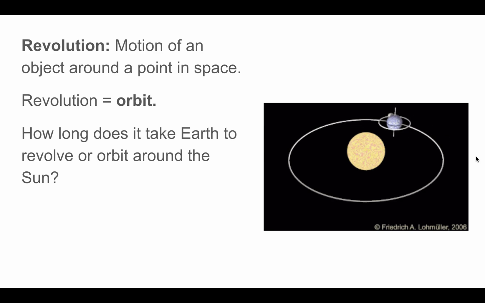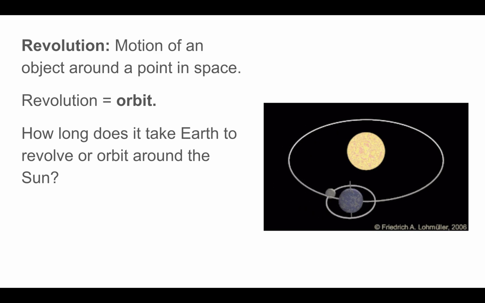The other motion that we're going to be talking about today is revolution. Revolution is a motion of an object around a point in space. Or another word for revolution is orbit. So not only does our Earth spin, but it moves around the sun. And our moon, not only does it spin, but it moves around our Earth.